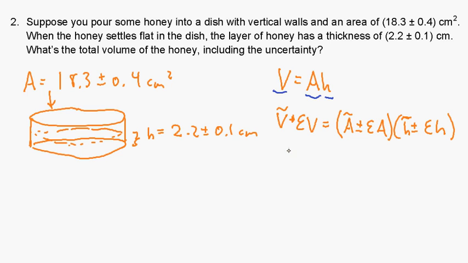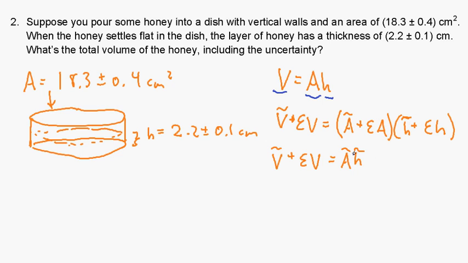Okay, and then very simply we just multiply this out with FOIL. V squiggle plus error in volume is A squiggle H squiggle. And then, actually, these shouldn't be plus or minus. Formally speaking, it doesn't really matter, you can do either way, but what I'm saying here is that the error in A includes the plus and minus. So I'll show you how it works in a minute.